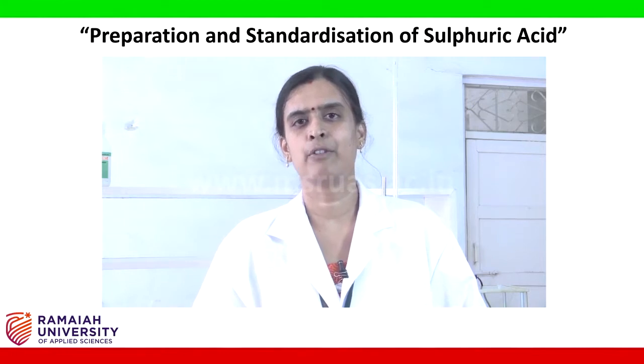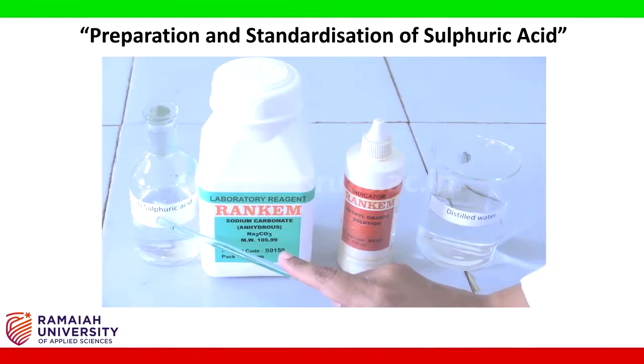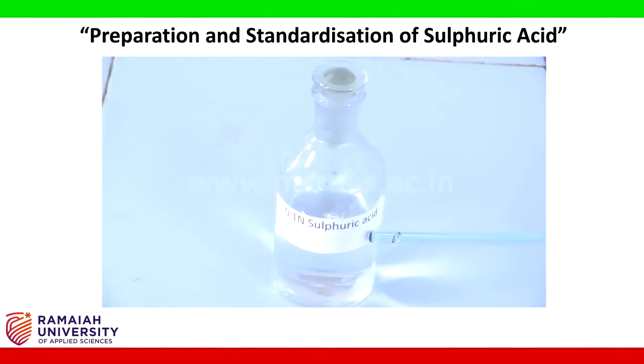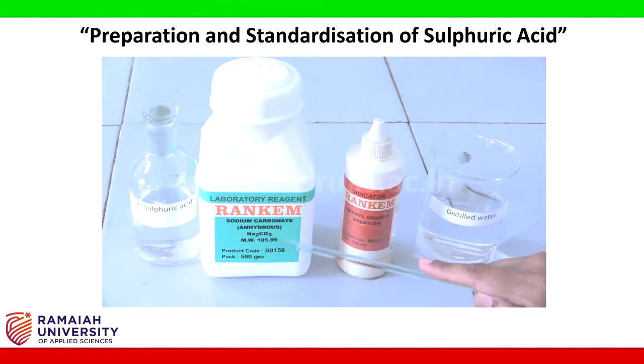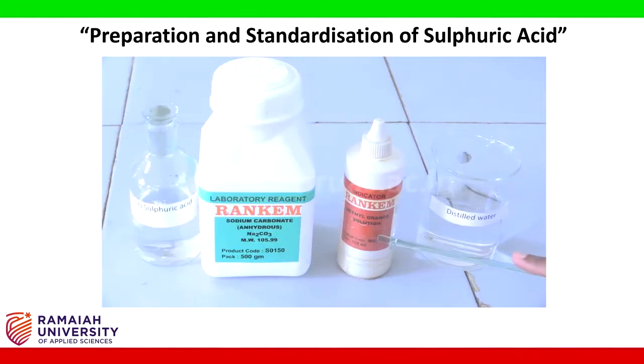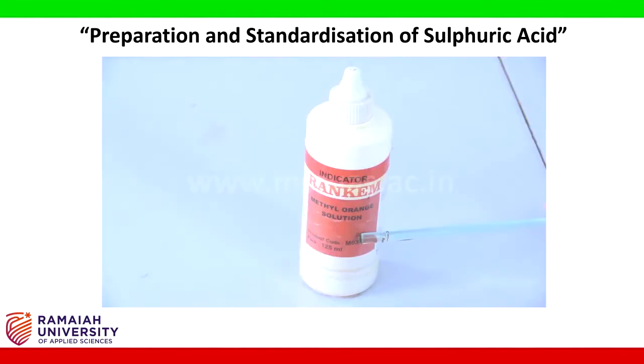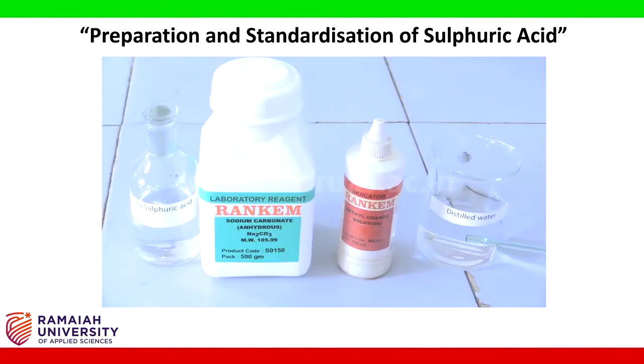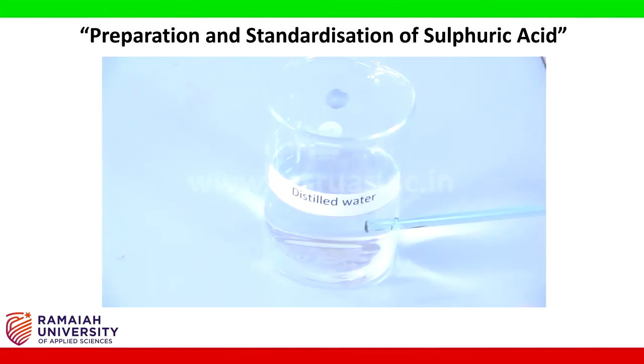The chemicals required for this experiment are 0.1 normal sulfuric acid, a secondary standard which has to be standardized. Anhydrous sodium carbonate is a primary standard which is used for standardizing sulfuric acid. Methyl orange indicator. Methyl orange is an acid-base indicator which is used in this titration, and distilled water. Distilled water is used to prepare the primary and secondary standard solutions.